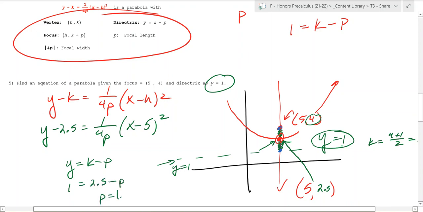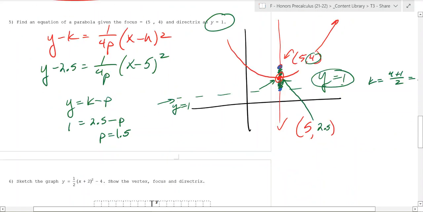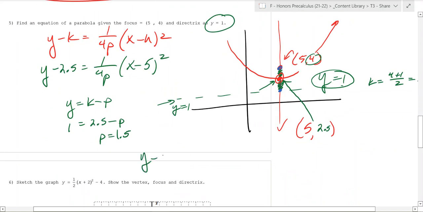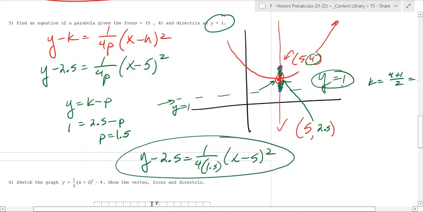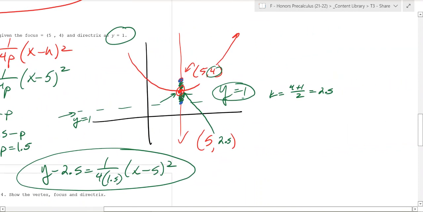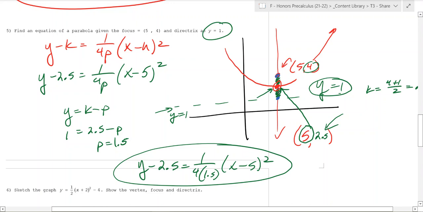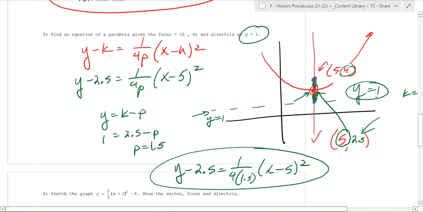So p is going to be equal to 1.5. So what this means is that we end up with y minus 2.5 is equal to 1 over 4 times 1.5, x minus 5 squared. That's our final answer. Now, just to recap here, we had to find first where the vertex was, and we knew it has to be on the same x value, which is 5, of the focus. And then we know the vertex has to be halfway between the focus and the directrix, so that's how we got the 2.5. Then we plugged it in, and that allowed us to find the p-value and then finish.